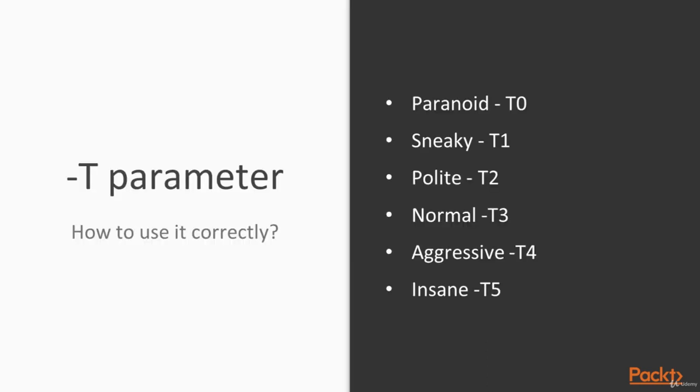The next important parameter is the T parameter. It's about the speed and intensity of scanning. As you can see here, there are six options for the T parameter. T0 is paranoid, it's very slow. Sneaky is very slow too. Polite is a bit better, but actually also very slow. Options T4 and T5 are very speedy and mighty.